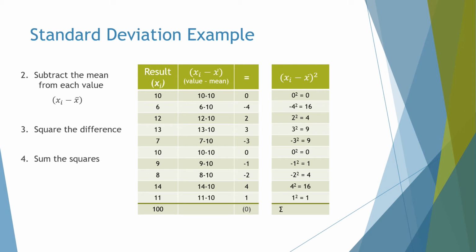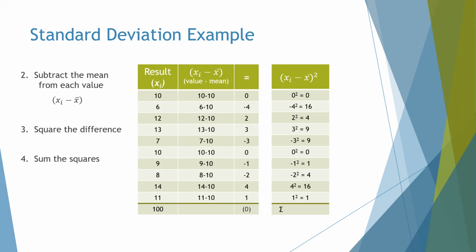So in the fourth column here, we square those numbers. In the first row where we got 0, we square that and you just get 0. The second row, we had -4. -4 squared is 16, and so on. So you want to square all of those.